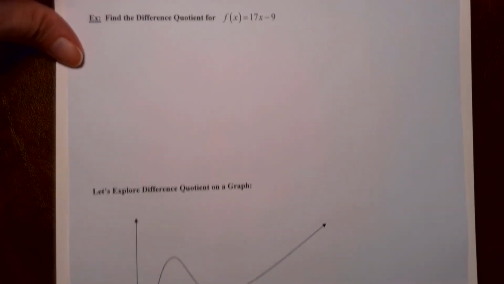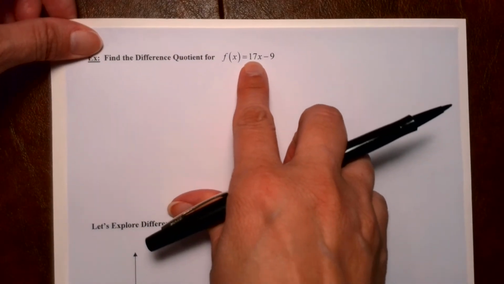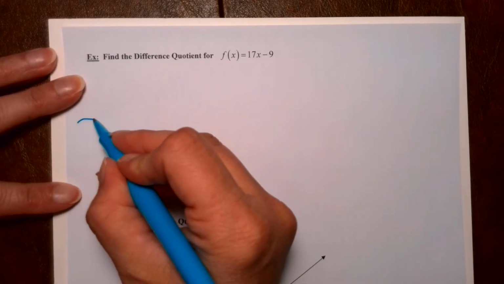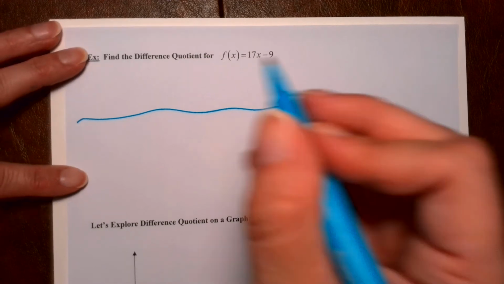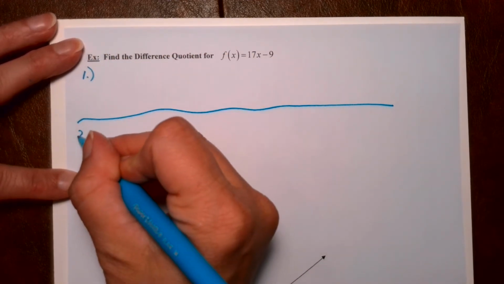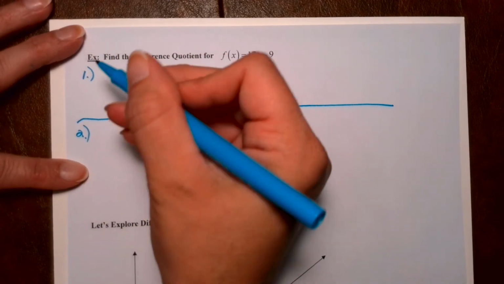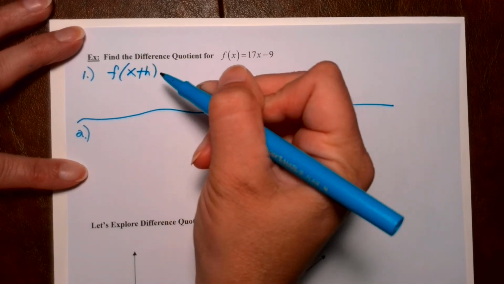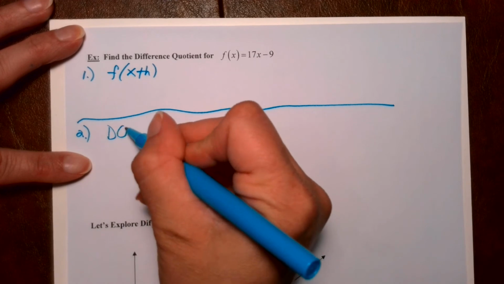Okay, let's do another one. This one's a linear function. The steps are still the same. Remember how you're supposed to divide your paper into two? There's step 1 and step 2. Step 1 is to find f of x plus h. Step 2 is when I'll do the difference quotient.